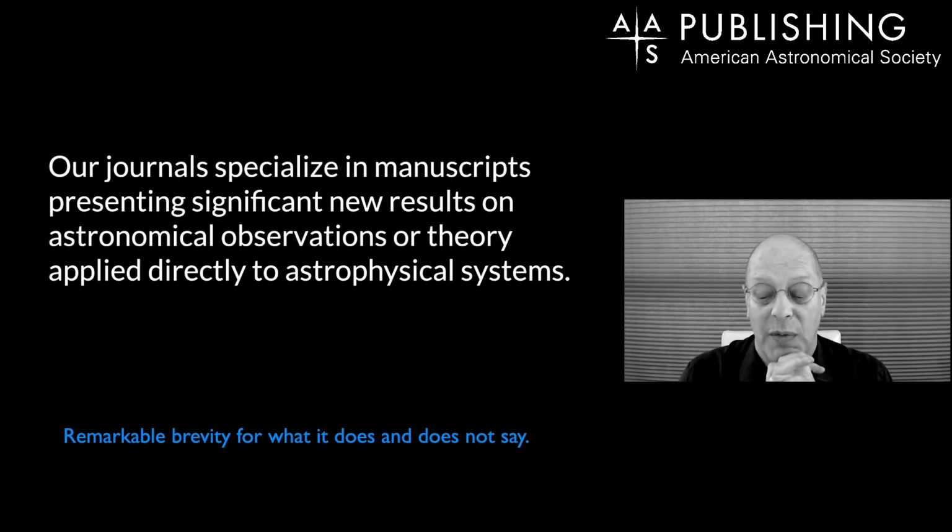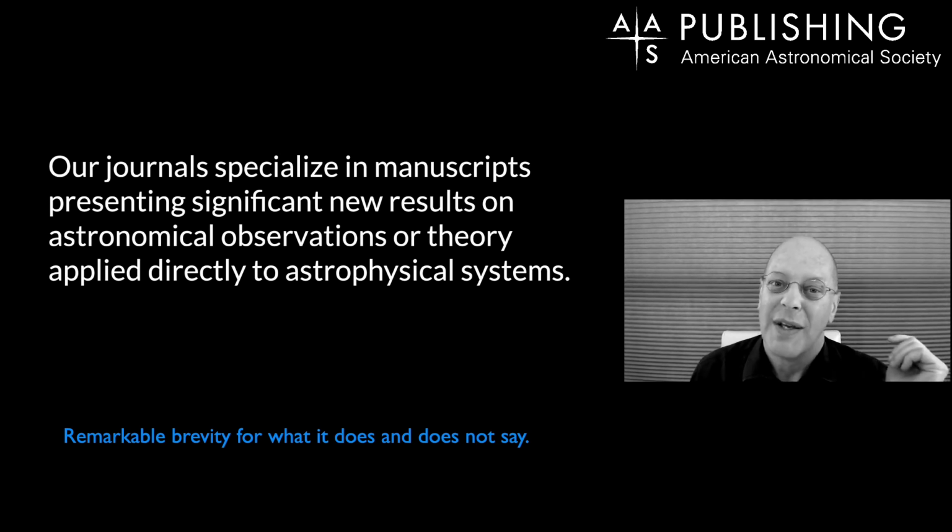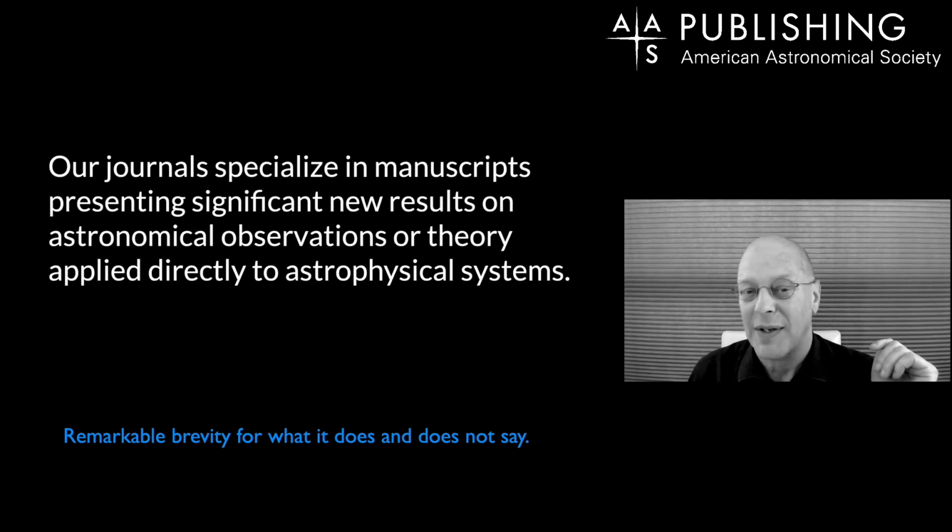And it's also remarkable for what it does not say. It does not say, for example, that we only publish correct results. It's not the journal of correct results. There are significant new results, whether they're correct or not. On the bleeding edge of science, you just have to let the scientific process play out, and we see what is correct and not correct as time goes by. Okay, so this is the primary metric for publication in the AAS Journals.